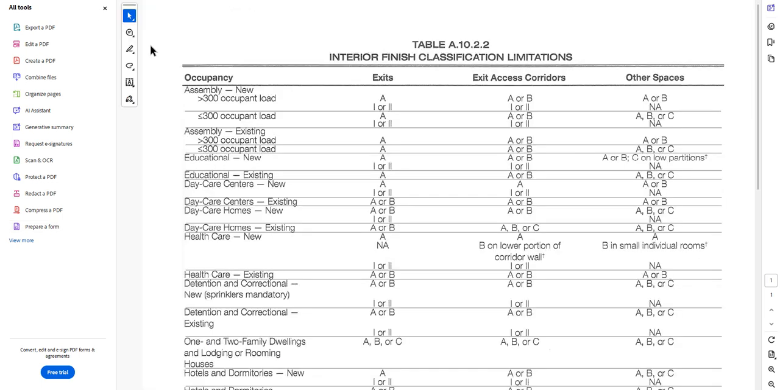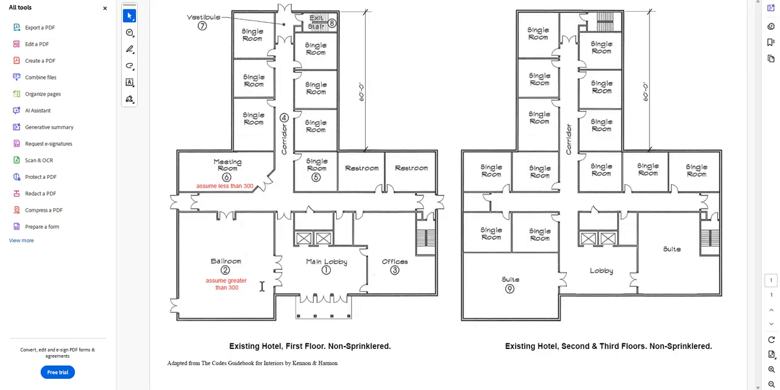Let's take a look at the table again. Exits is a category depending on what the occupancy is. So looking at the plan, who's exiting out of the lobby? Well, people in the ballroom are exiting out of the lobby. People in the offices are exiting out of the lobby. People in the hotel are exiting out of the lobby. The meeting room exits out of the lobby. So we have to think about the worst case scenario here. What is the most stringent requirement for the spaces?